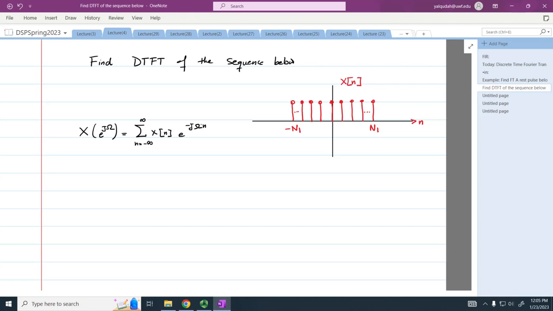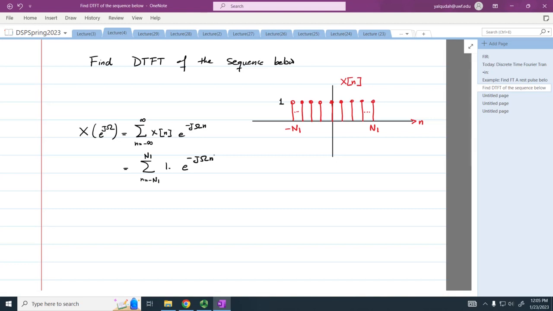Now, all we're going to do till the end of the class is just calculate this. We're going to go through details. That's why it's going to look messy, but it's straightforward. What is this summation going to equal based on x of n? From negative n1 to n1, what is x of n? Here's a value, 1. So 1 multiplied by e to negative j omega n. That's it. This is the discrete time Fourier transform of this sequence.